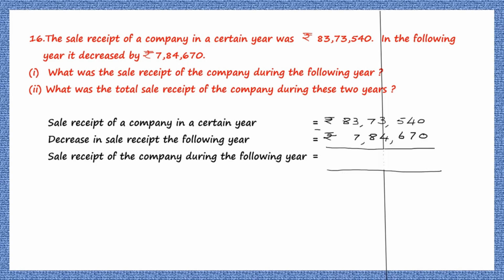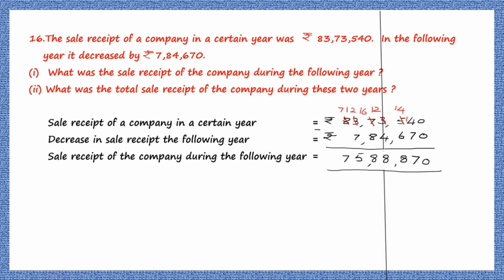The sale receipt of the company during the following year, we are going to subtract these two. 0 minus 0, 0, 4 minus 7 we can't do. We need to borrow from here. So this becomes 4 and this is 14. 14 minus 7 is 7. Then again we need to borrow. So we're going to borrow from here 2 and 14. 14 minus 6, 8. Then again we need to borrow from here. So this becomes 6 and this is 12. 12 minus 4 is 8. Now 6 minus 8 again you can't do, so borrow. 16 minus 8 is 8. Then we have 2 minus 7. Again we need to borrow from here. 12 minus 7 is 5 and 7.